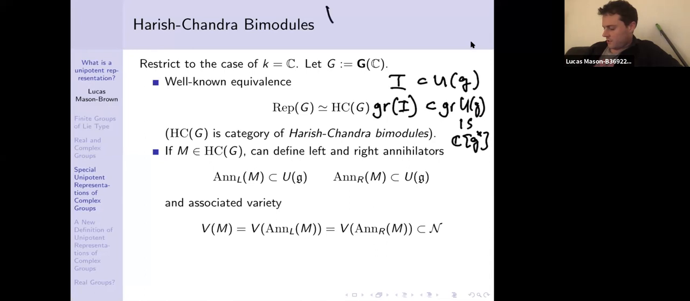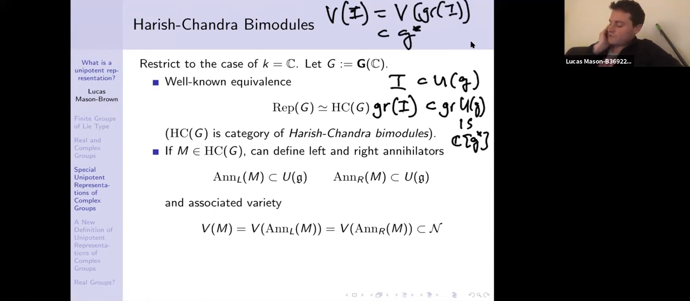By definition, the associated variety of I is just the variety associated to this ideal, which is a closed conical subset of G star. And if the ideal I is primitive, or more generally, if it intersects the center of the universal enveloping algebra in an ideal of finite codimension, then the associated variety, in fact, lives in the nilpotent cone.